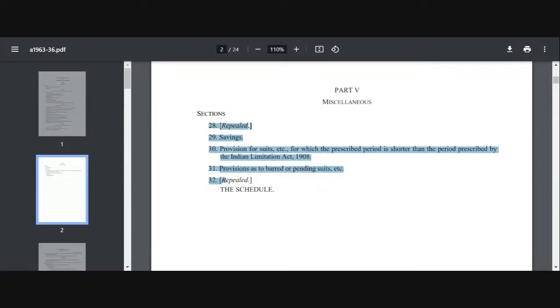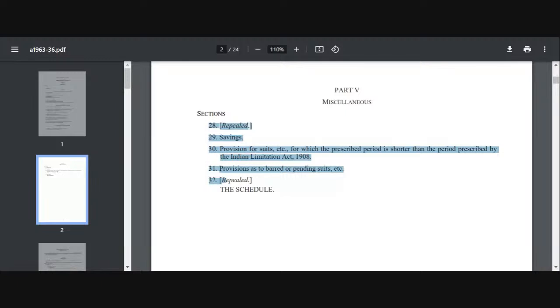Okay, so I'm not getting an answer in the chat box from anyone. I can see some people here. Can you please tell me, is this the first act or no? Before that, was there any act before the Limitation Act 1963?